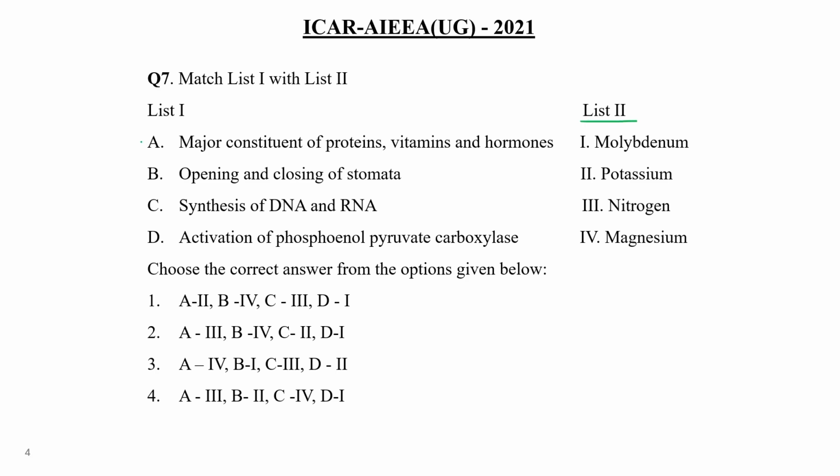They have given us two different lists and we have to correlate the functions with the related metal. Major constituent of protein, vitamins and hormones: molybdenum, potassium, nitrogen or magnesium. Most of the hormones and vitamins are protein or glycoprotein. So this one is nitrogen, right? So A belongs with the 3.